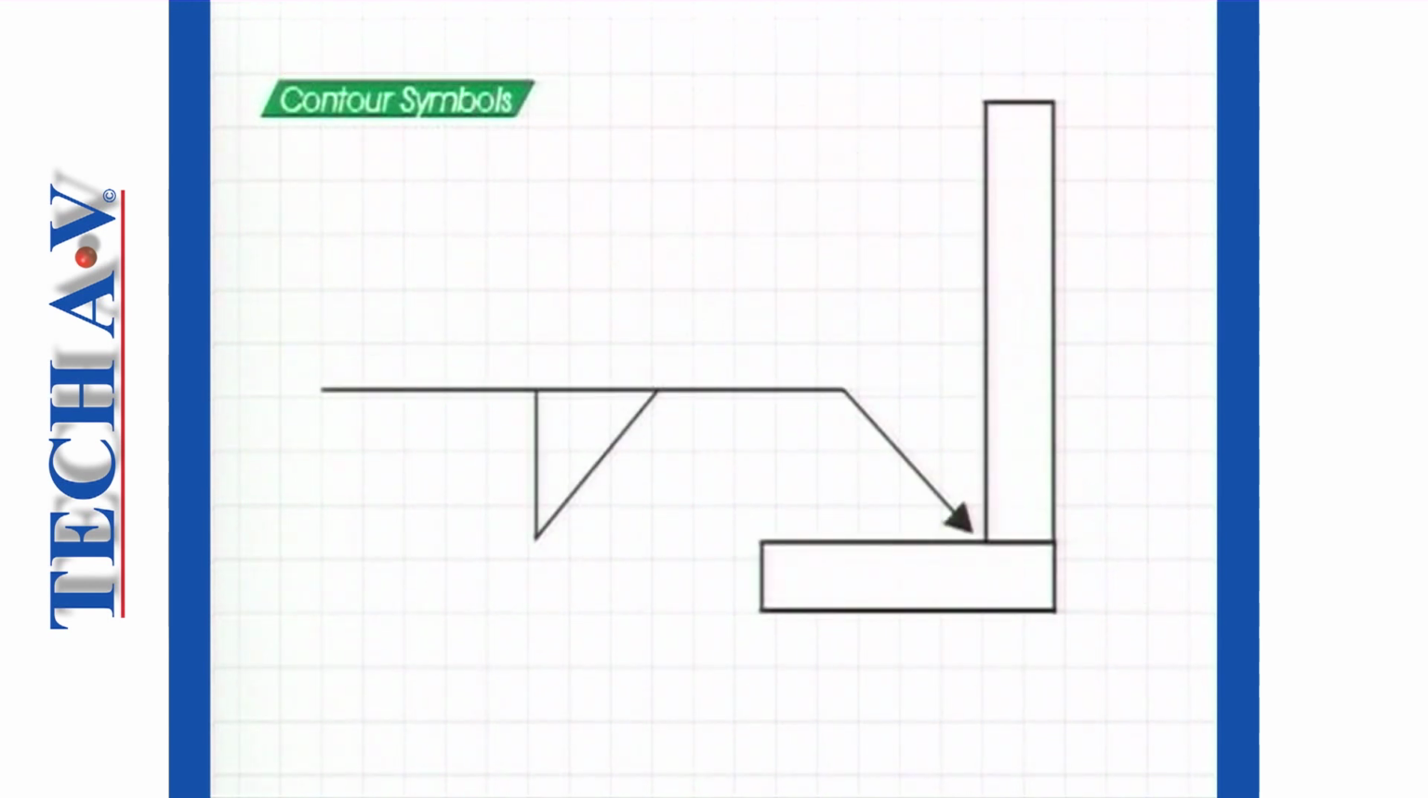The contour and finishing symbol may also be used with a fillet weld symbol, where it is placed against the angled leg. This particular contour symbol indicates that a convex finish is required.